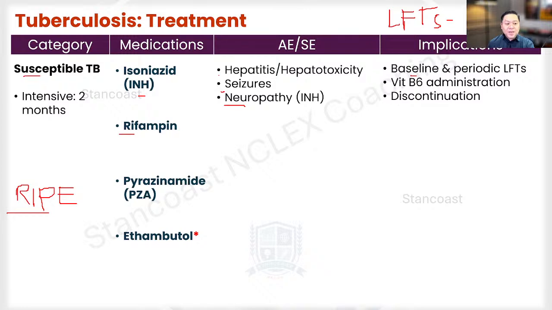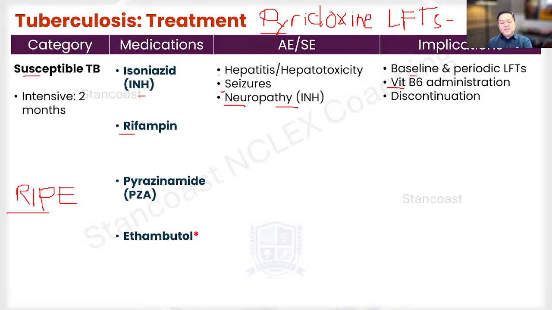Now, since the patient may also have neuropathy, there will be an alteration in their nerve function. There will be some alteration in the sensation. There could be some numbness, prickling, tingling sensation in the lower extremities. Then this will be prevented by the administration of vitamin B6. We call this pyridoxine. Okay, so this is vitamin B6. Pyridoxine is going to be added while the patient is taking the INH.